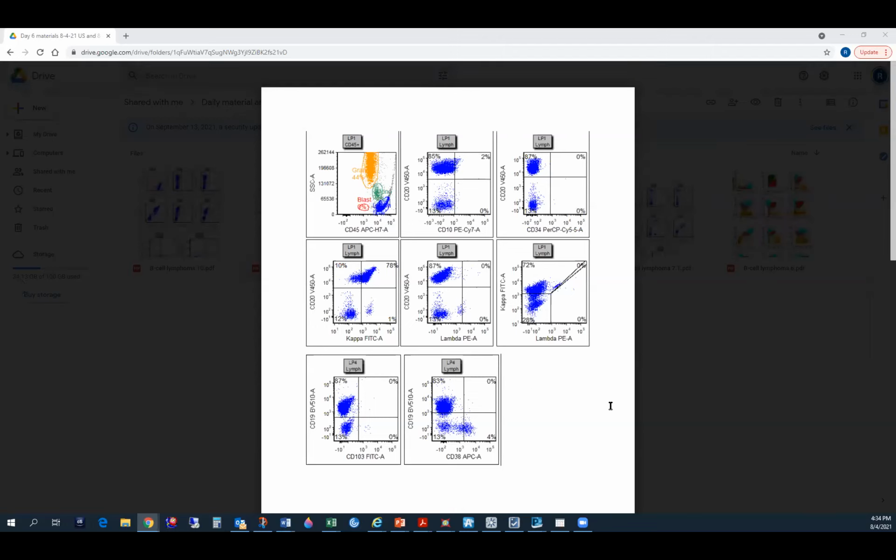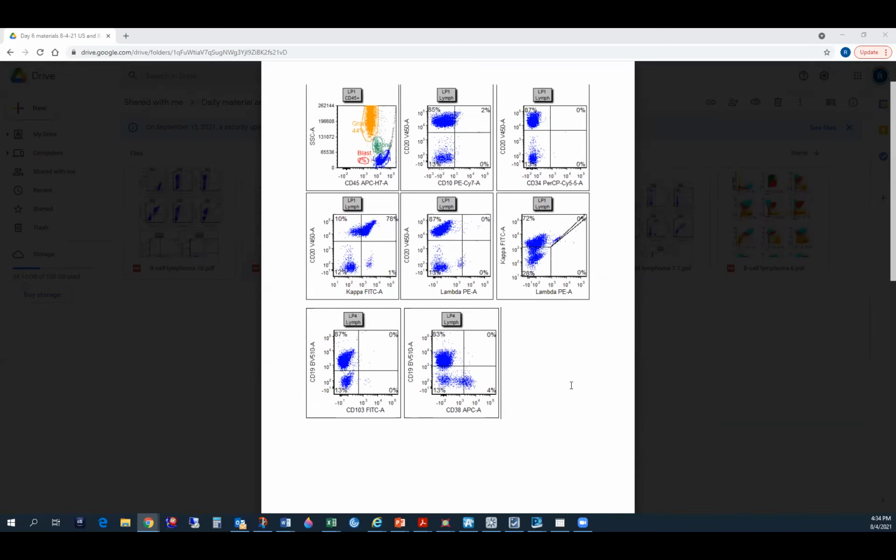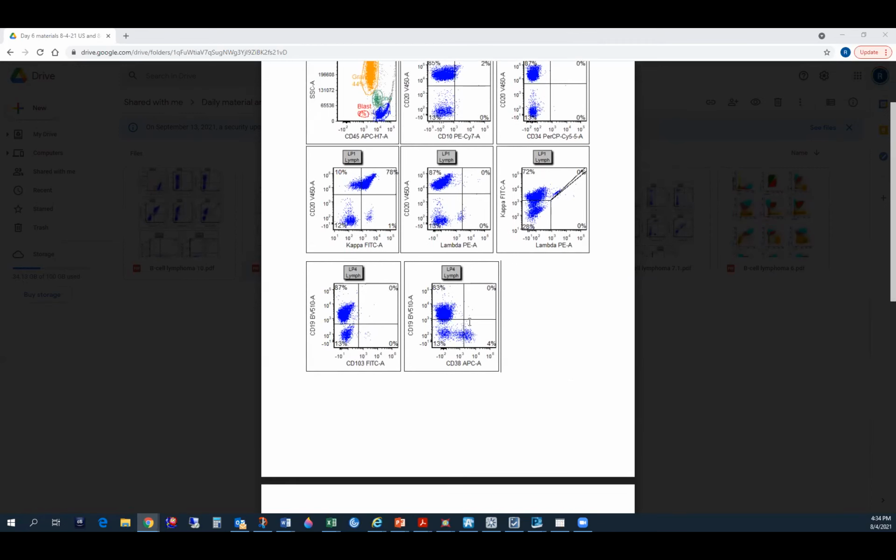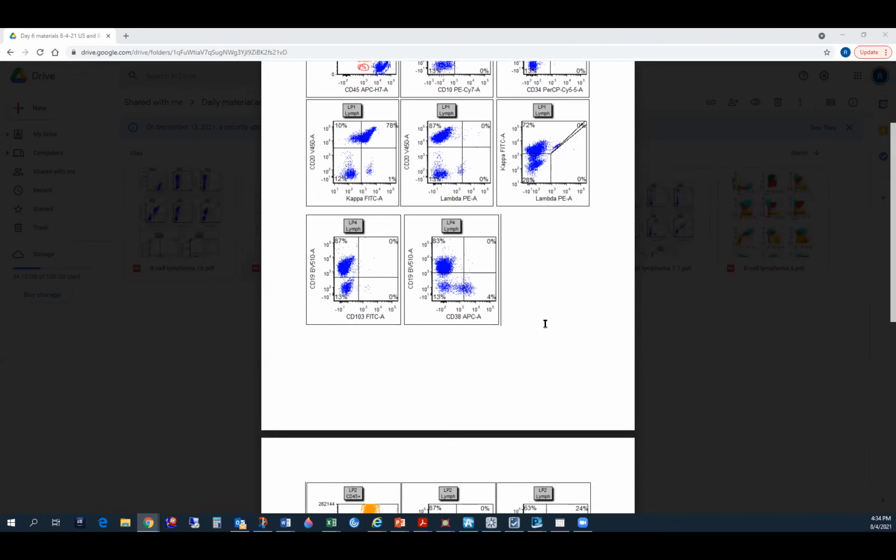Okay. Then this population is CD20 bright, CD10 negative, CD34 negative, and kappa positive, lambda negative. So it is kappa restricted. Then it is CD103 negative, CD38 negative. So so far we know it is a kappa restricted CD20 bright population. So do you know what this population is? Just sorry to interrupt.